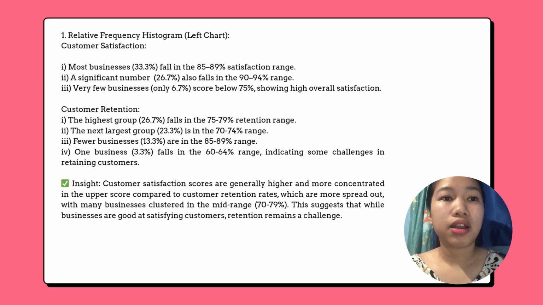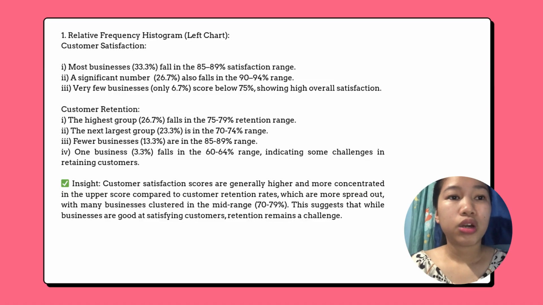Let's begin with the relative frequency histogram. For customer satisfaction, most businesses fall within the 85 to 89% range, which represents about 33% of the total. The second highest group is the 90 to 94% range at around 27%. Very few businesses go below 75%, which indicates strong performance in customer satisfaction overall.